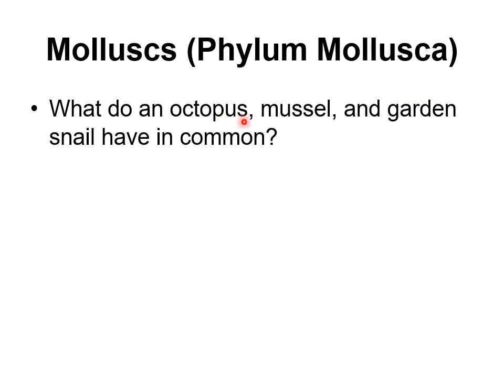First, what we're essentially going to do is answer: what does an octopus, a mussel, and a garden snail all have in common? All of those things are types of mollusks, and so they all have some things in common because they are all related to each other.